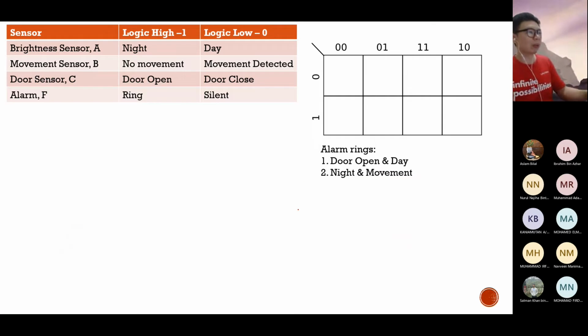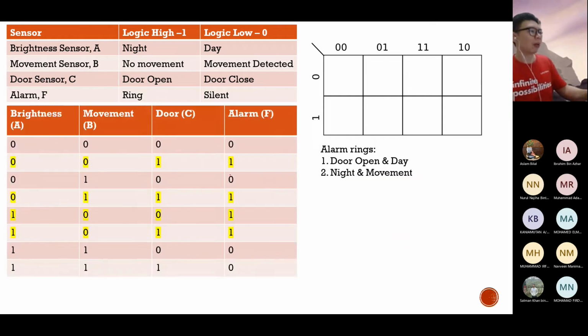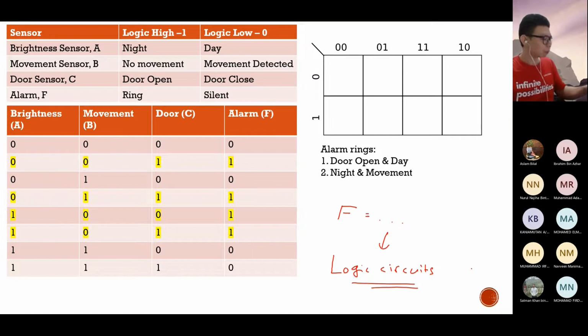We also did this example, how we can make an application using a truth table. From the truth table, we put the values into the K-map, and at the end of the day, we get a simplified expression from this K-map, F equals something. Once you get that, you can implement it using logic circuits. So this is your end goal, actually: a simplified expression from the K-map.